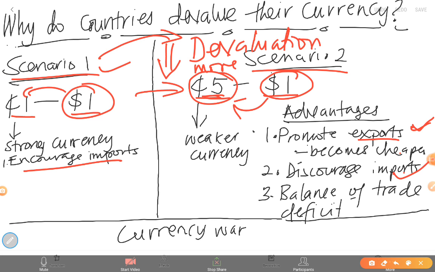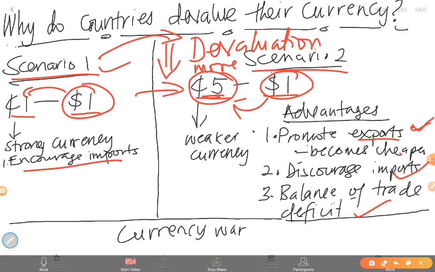The other reason is that you devalue or weaken your currency to discourage importation. You want to correct that error where people are importing more goods into your country than exporting. The last one is that you want to correct your balance of trade deficit, a situation whereby you are importing more than you are exporting. So basically, this is a short explanation on why countries devalue their currency.